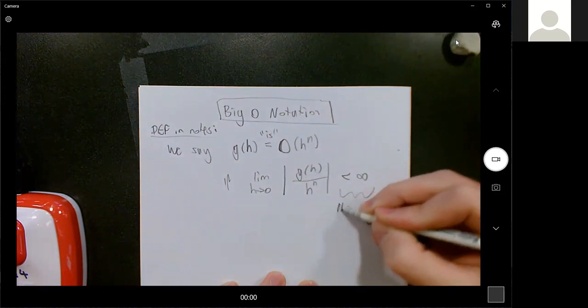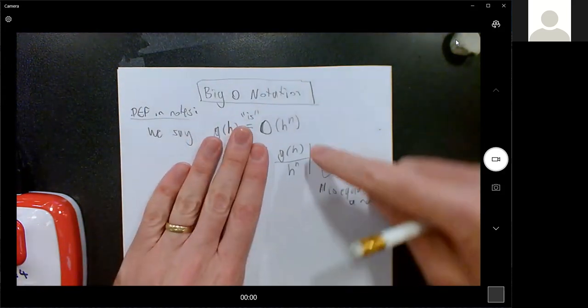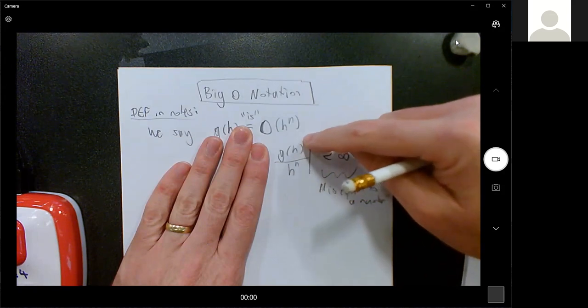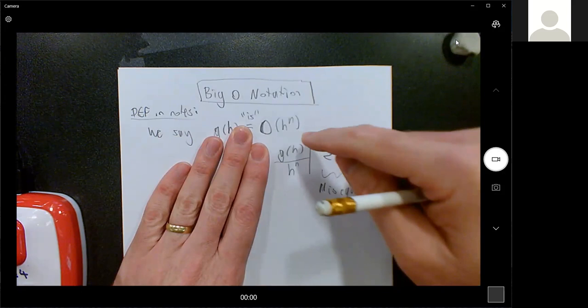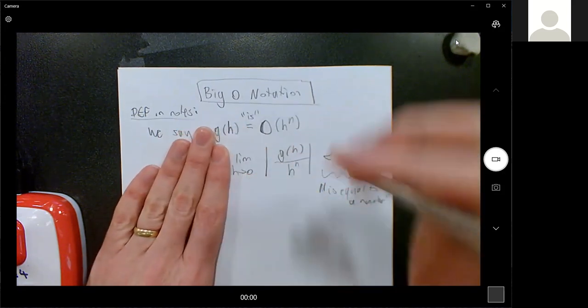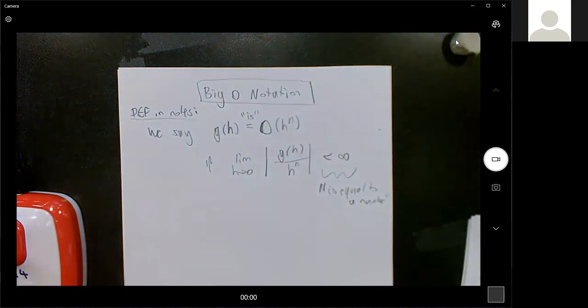Right. Let's just think about this. g of h divided by h to the power of n is like how big g of h is compared to h to the power of n. And we're saying that how big g of h is compared to h to the power of n, as h gets really small, is a number. So that means it's approximately a multiple of h to the power of n.